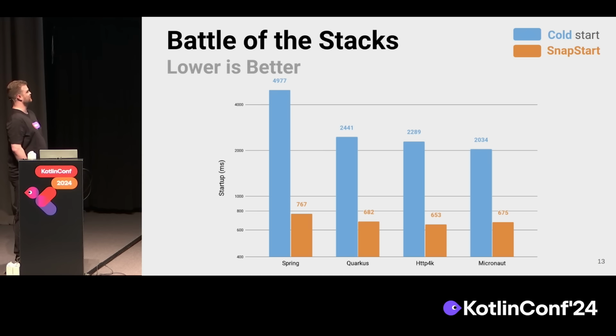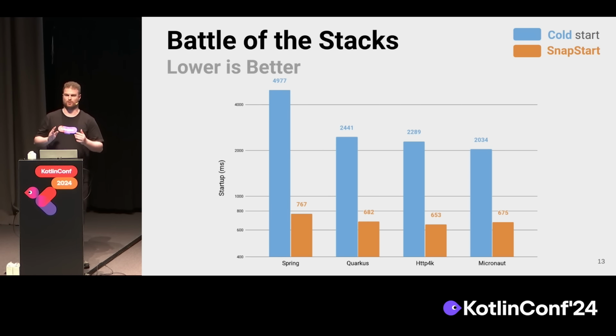It's definitely a lot better. Quarkus, HTTP4K, and Micronaut are still better, but it's not night and day anymore. It's still pretty comparable. But, well, depending on your performance requirements, you could just say, I'm happy with this. Like 600, 800 milliseconds, that's a heck of a lot better than 5 seconds. And that's okay. You could stop here.